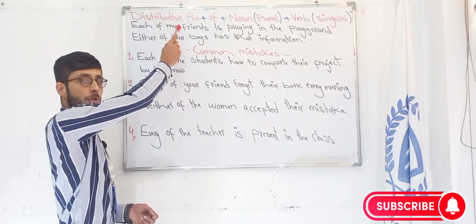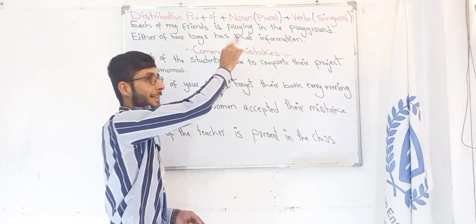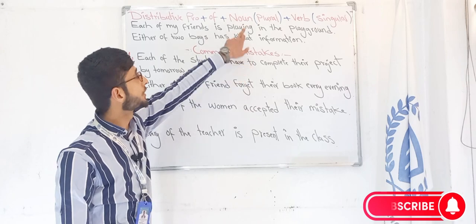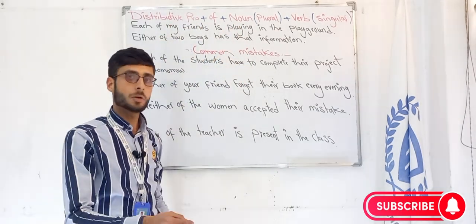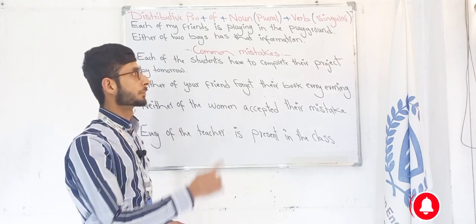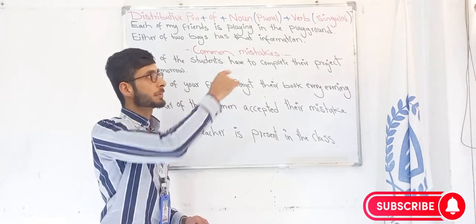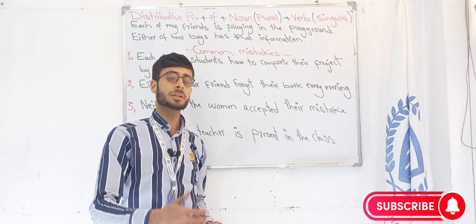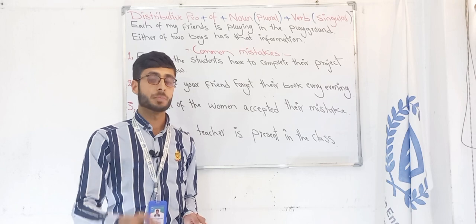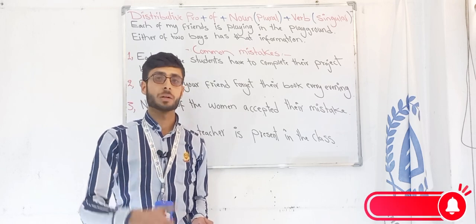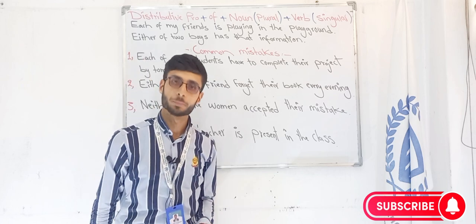We have distributive pronoun plus of plus noun that must be plural. When we use a noun after the distributive pronoun, the noun must be in plural form. Plus a verb that is singular. The verb must be in singular form. You know that there is a plural form of the verb and also a singular form of the verb. With a distributive pronoun, the verb must be singular and the noun must be plural.